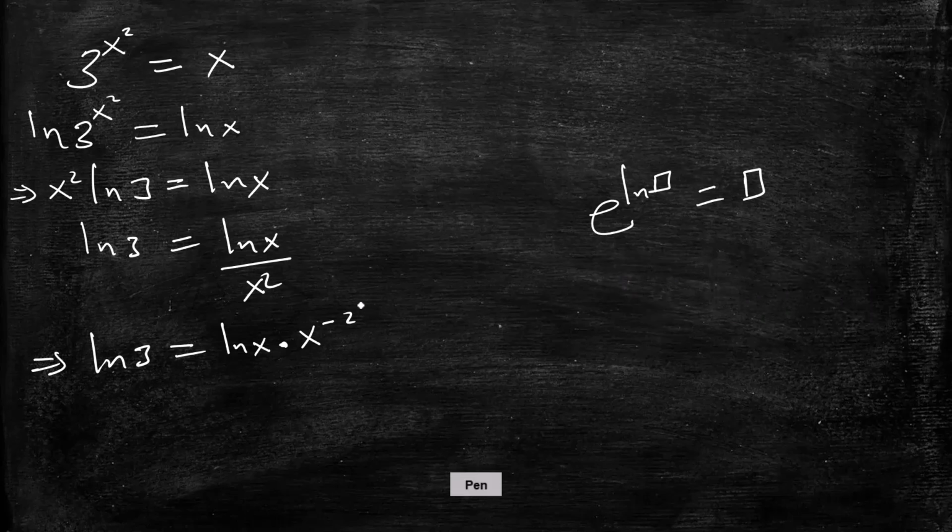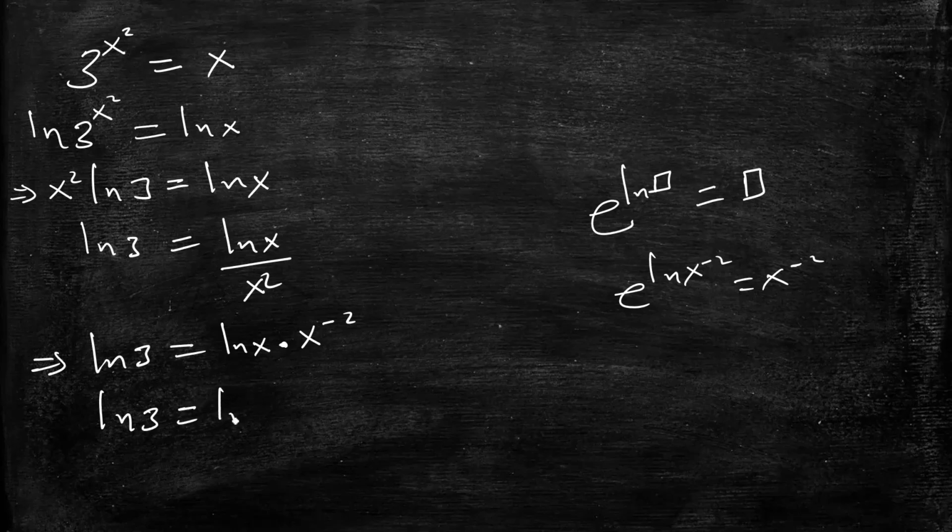Now, we can support this since e raised to ln of x is x. E raised to ln of x raised to negative 2 is x raised to negative 2. We can rewrite this as ln of x times e raised to ln of x raised to negative 2. Why are we introducing the e? Because we want to introduce the Lambert W function, that's why we are introducing the e here. That's the idea.